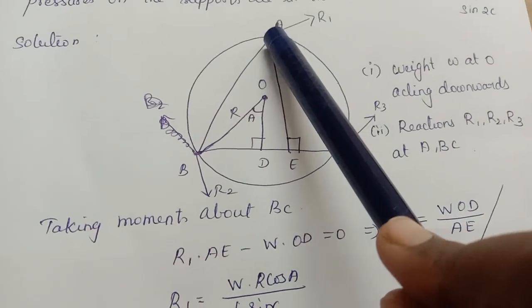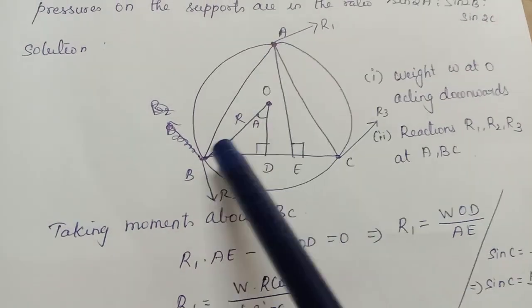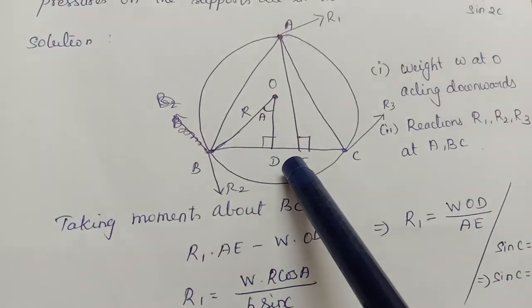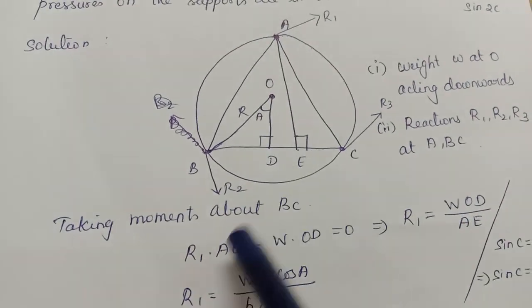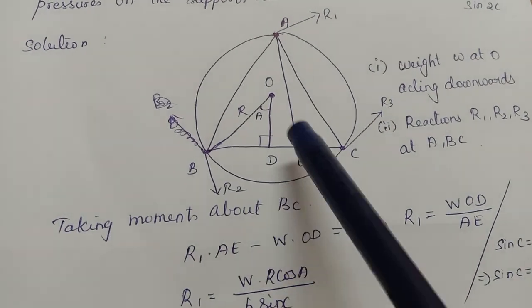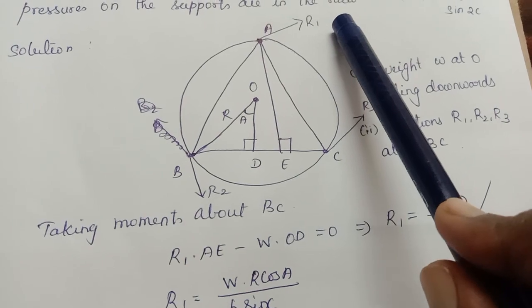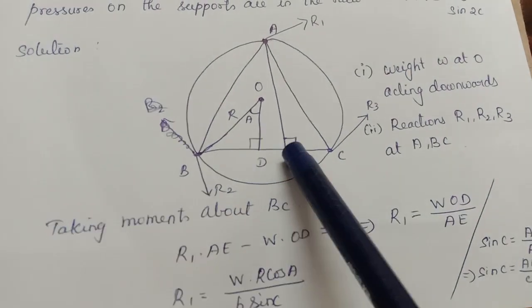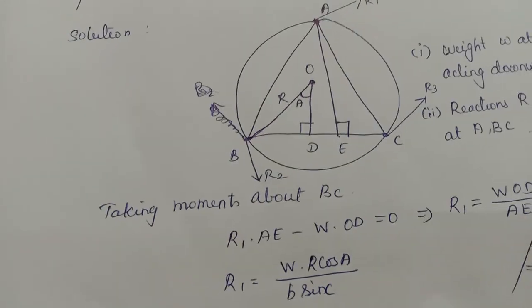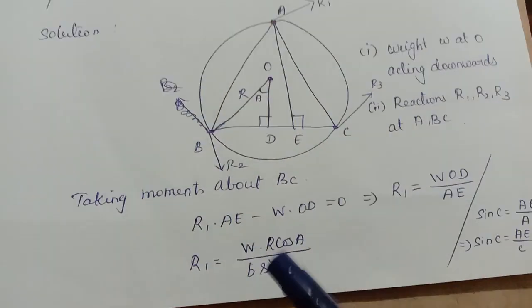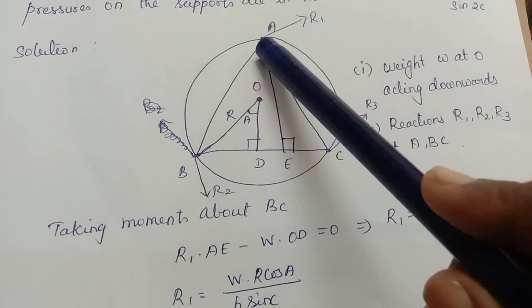So consider this R1. What is the perpendicular distance of R1 from BC? For that purpose only I draw this line AE. So R1 into AE, and then here you walk along this R1. This line is lying on right hand side, it seems. Okay, so I have taken it as positive. You can change the direction.